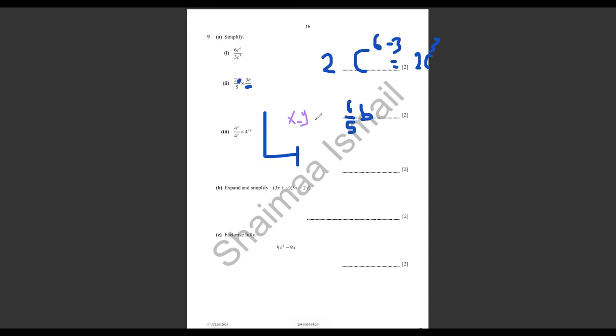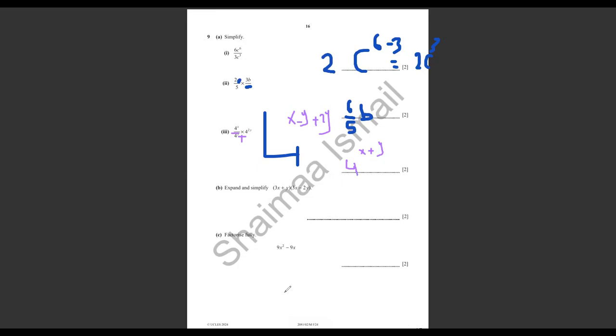And here plus 2y. What I did here, I just changed the multiplication to plus and the division to minus. Okay, so here 2y minus y, which equals 4, all to the power x plus y. Okay, the next.